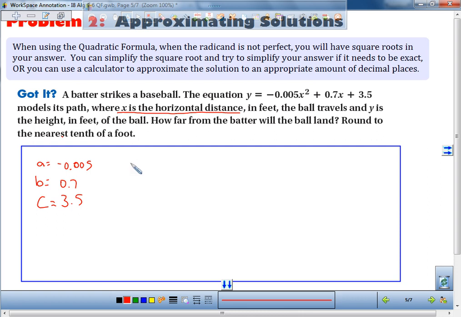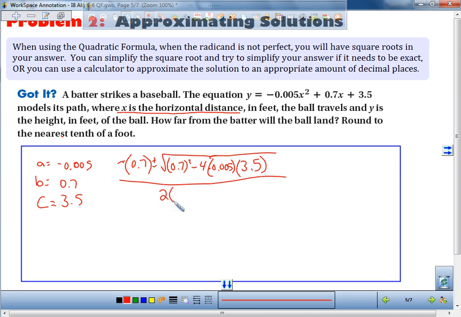Okay, so our quadratic formula is negative b. So negative 0.7 plus or minus the square root of b squared, so we have 0.7 squared minus 4 times a, which is negative 0.005, times c, which is 3.5, divided by 2 times a, so 2 times negative 0.005.